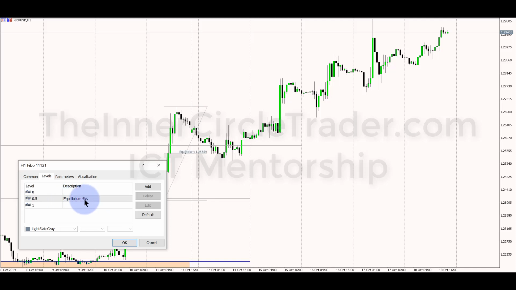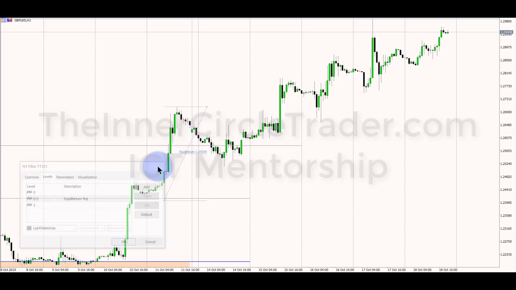Equilibrium, and if you use the percent sign and the dollar sign immediately after that, it'll give you the price that actually is the midpoint of your fib range. All right, so that's what that is. I know you're probably going to want to ask me.